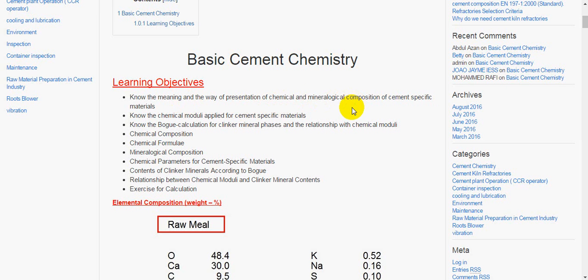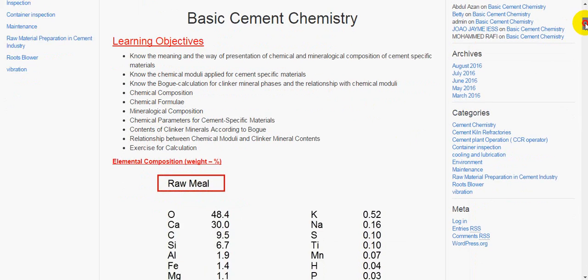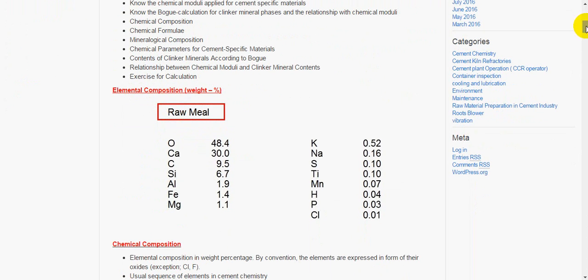Know the chemical moduli applied for cement-specific materials. Know the Bogue calculation for clinker mineral phases and the relationship with chemical moduli. Topics: chemical composition, chemical formulae, mineralogical composition, chemical parameters for cement-specific materials, contents of clinker minerals according to Bogue, and the relationship between chemical moduli and clinker mineral contents. Exercise for calculation of elemental composition.